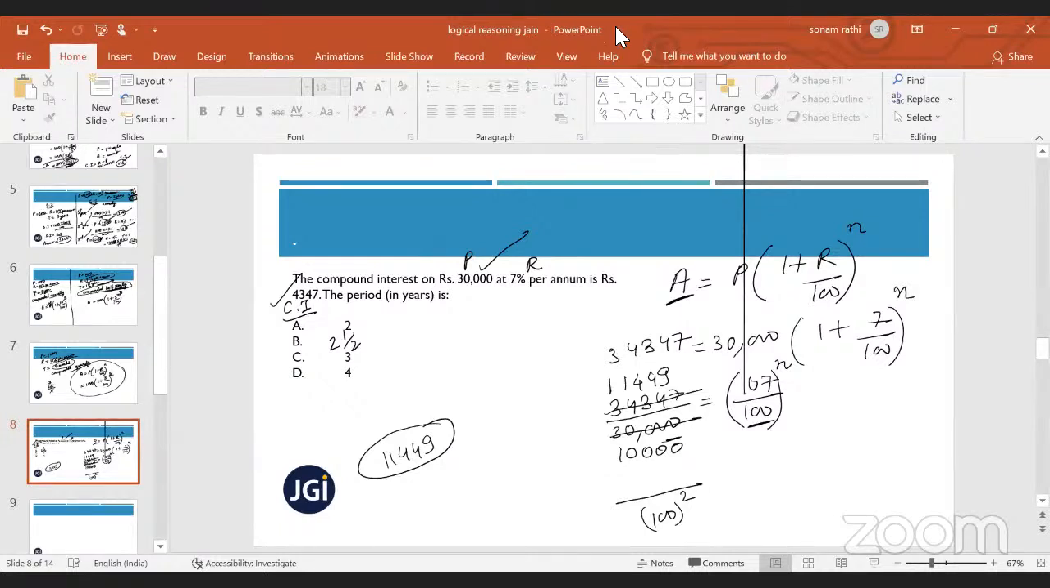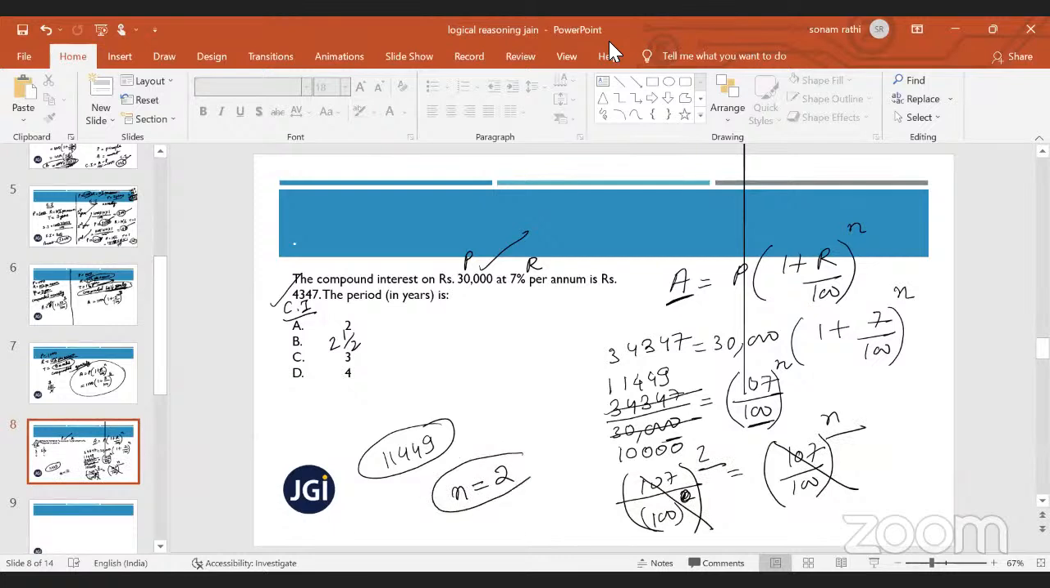107 square, right? 107 whole square. So 107 upon 100 power n. If the base is the same, the powers will be equal. So n equals how much? 2. Answer is option A.